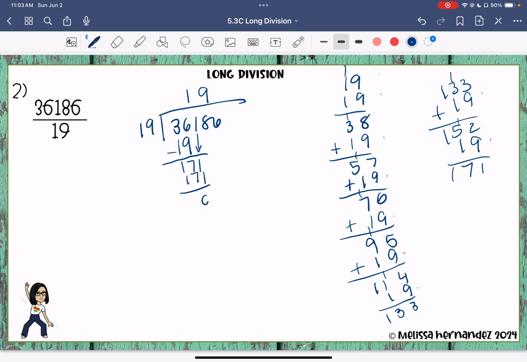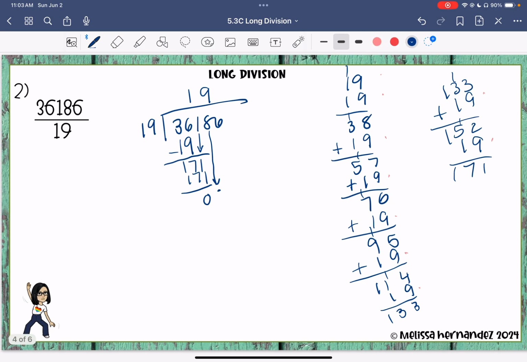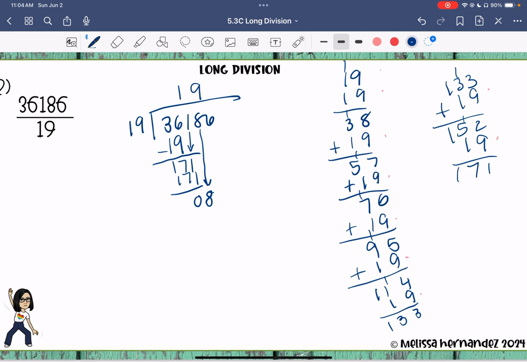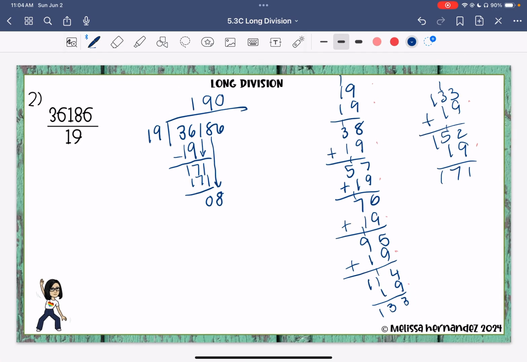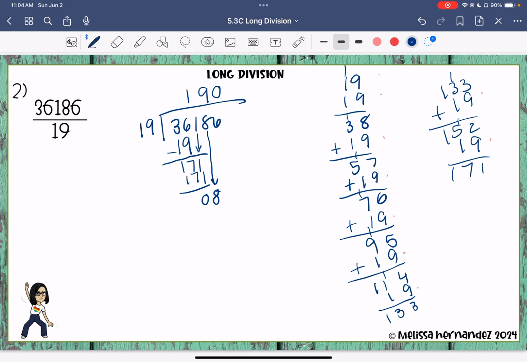171. I'll bring down the 8, and my new division problem is 8 divided by 19, which it doesn't go in, so I'm going to put a 0 here. And 0 groups of 19 is 0. So I'll bring down my 6.